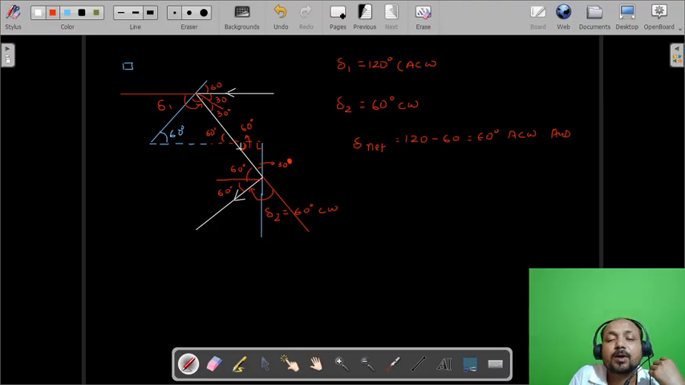Answer. Okay, that's all about the deviation through plane mirror. In the next class we will see the remaining topics regarding plane mirror.